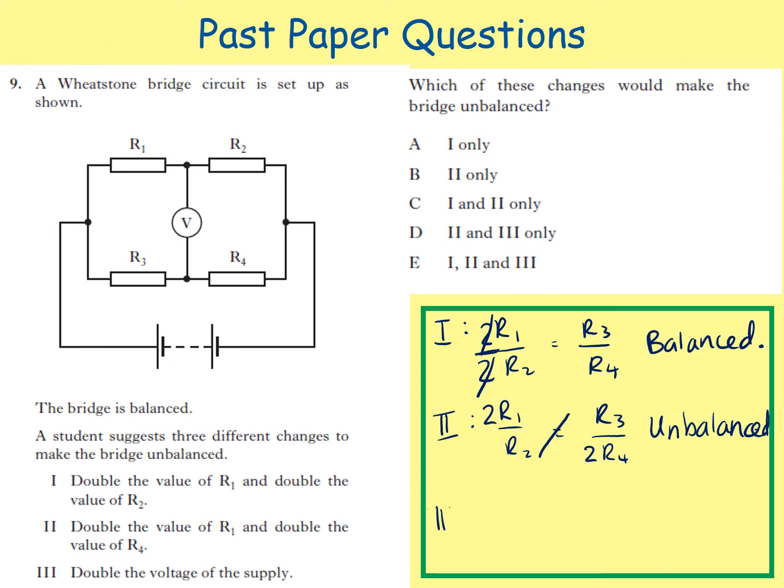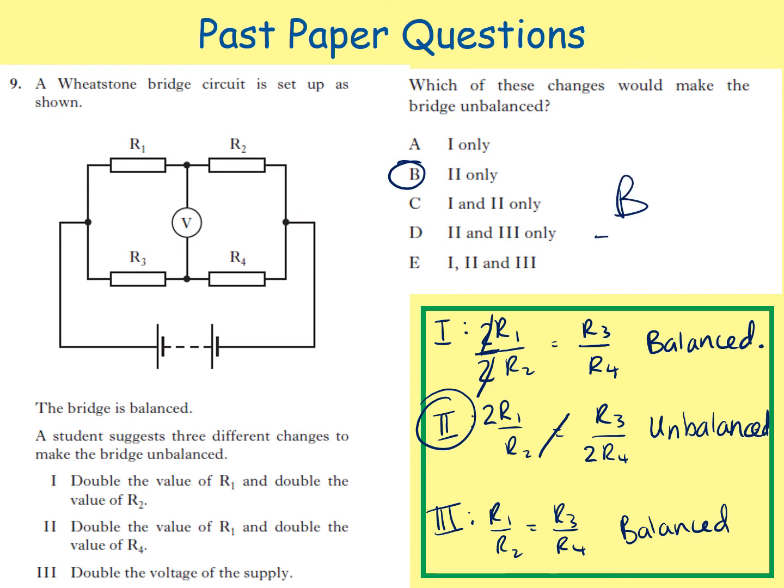Let's look at statement 3. Double the voltage of the supply. We know that changing the voltage does not affect this resistor relationship, so we don't need to change any of our values just there, so our bridge is still balanced. So overall, it's just statement 2 that makes the bridge unbalanced, so our answer is B.